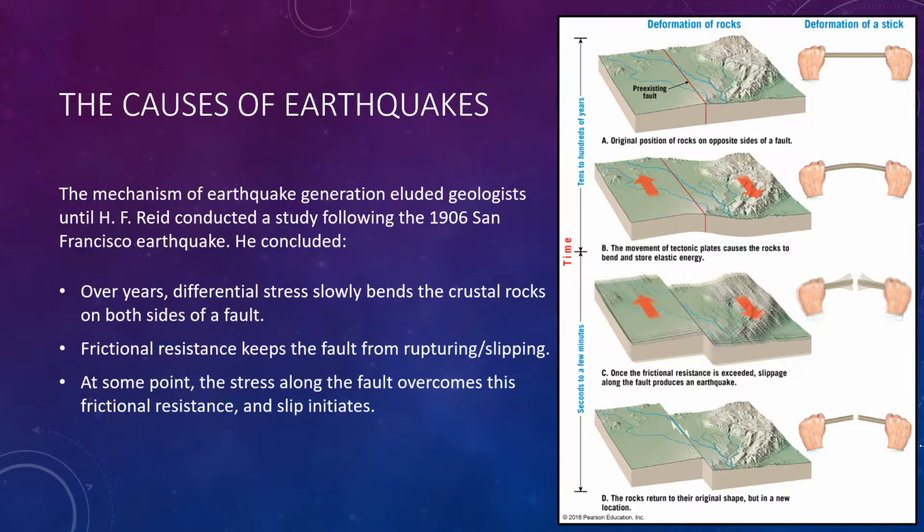Slippage allows the deformed or bent rock to snap back to its original position, where it was stress-free. A series of earthquake or seismic waves then radiate outward, as in images C and D. Reid termed this springing back elastic rebound because the rocks behave elastically, much like a stretched rubber band does when it is released.